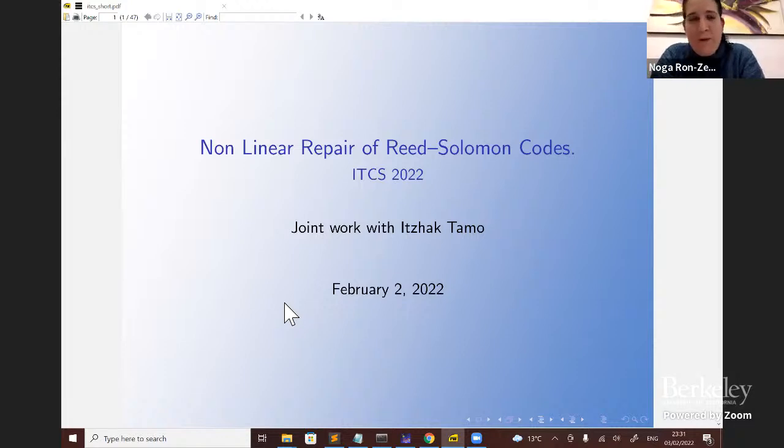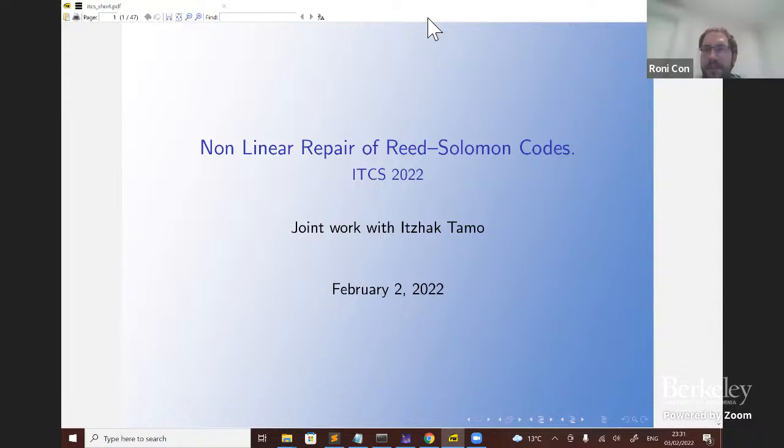This session will be about coding theory. And our first speaker will be Ron Kuan from Tel Aviv University. He'll talk about the joint work with Tamo about a new improved way to repair Reed-Solomon codes using non-linearity. Thank you.